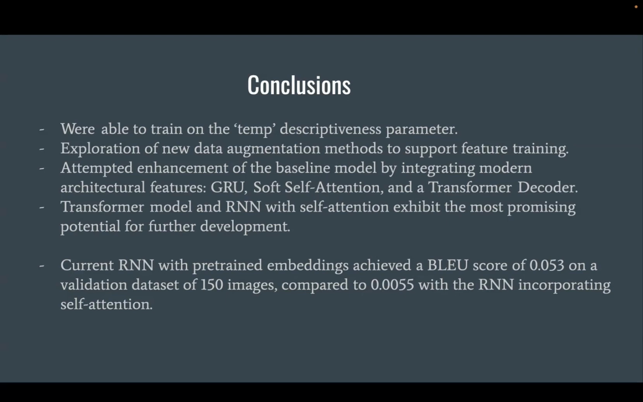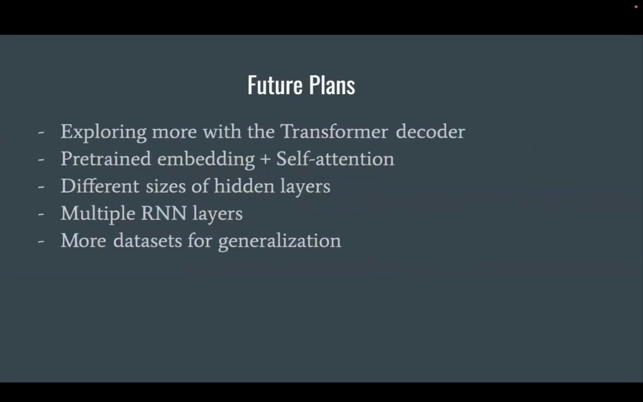Now, the final model we've chosen is the RNN with the pre-trained embeddings, because it achieved a BLEU score of 0.053 on a validation dataset of 150 images. That is as compared to 0.005 with the RNN with self-attention. But again, the one with the pre-trained embedding had 80 epochs to train on, and the one with self-attention only had 15.